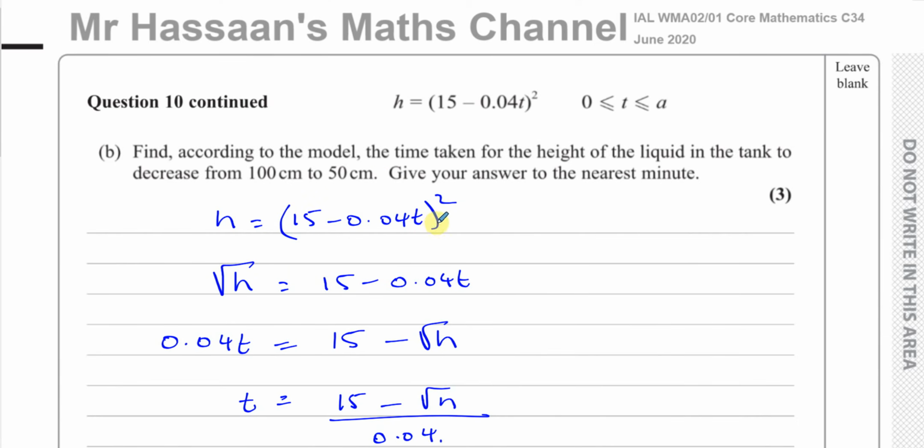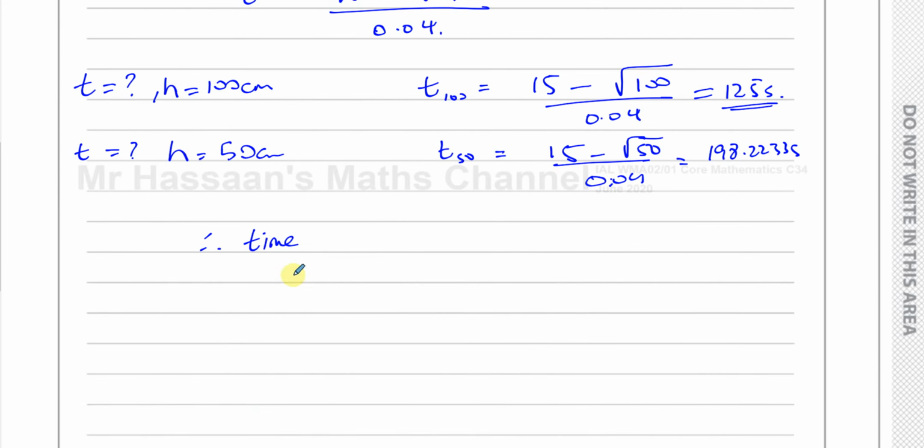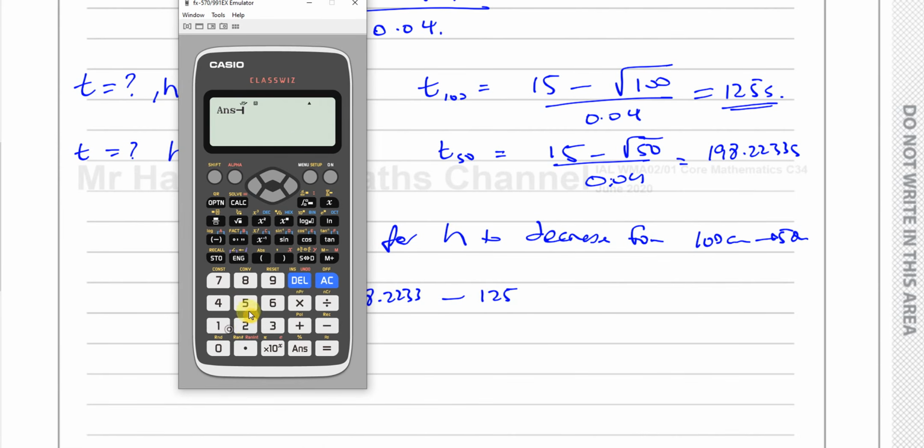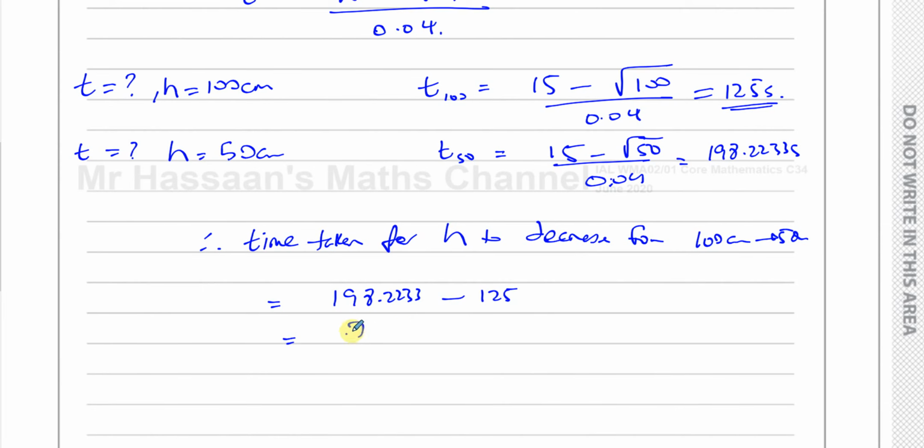Therefore, the time it takes between, how do they word the question? The time taken for h to decrease from 100 centimeters to 50 centimeters is equal to 198.2233 minus 125. So you take this value, you take away from it 125, and that gives you 73.2233 seconds.